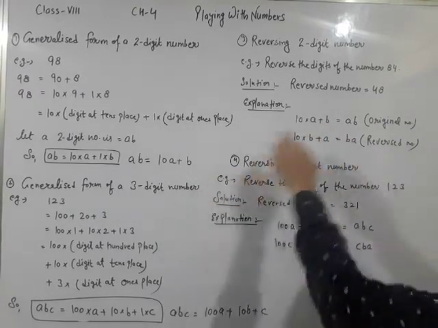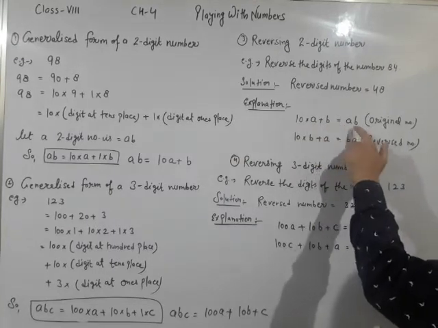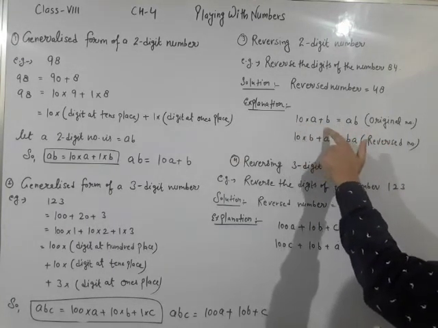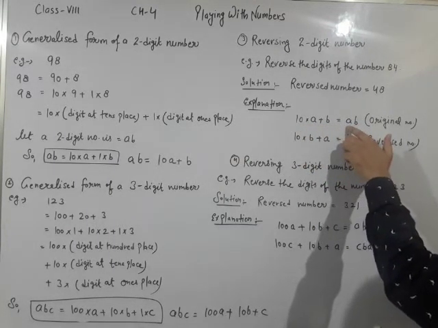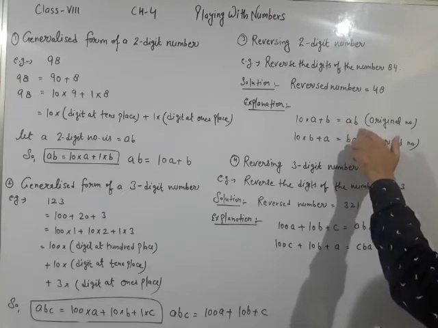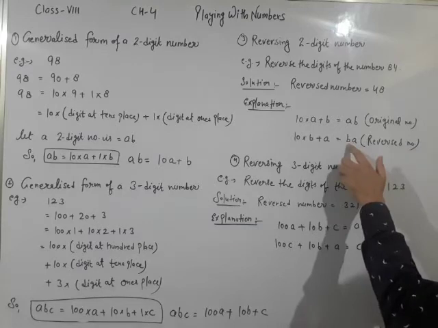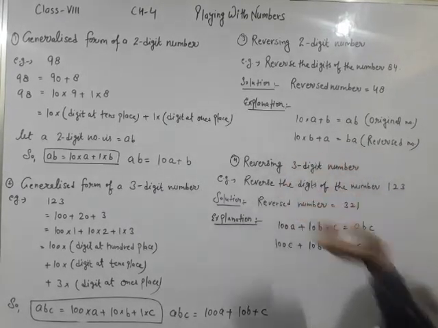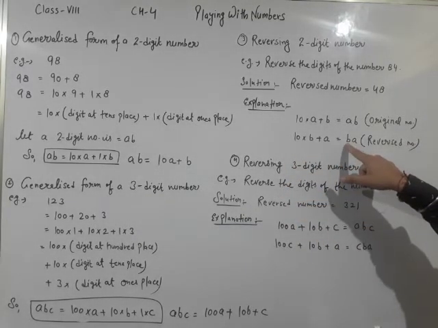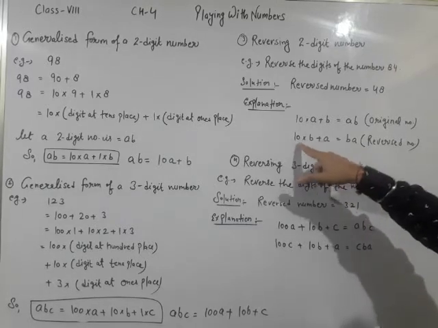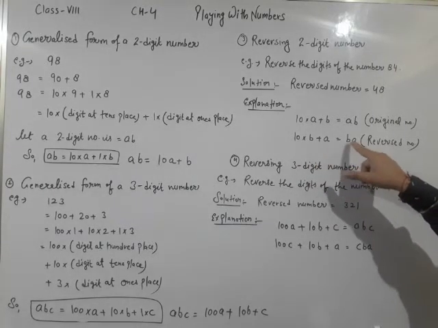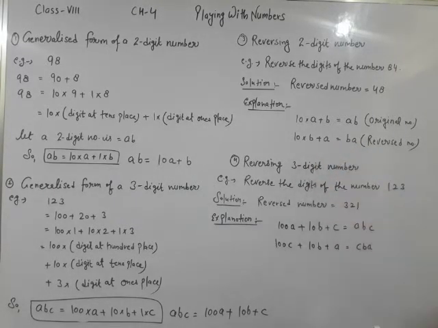We know that the number of the form AB can be written as 10A plus B, and when we replace the order of the digits, AB can be written as BA after reversing. So it will be 10B plus A, because B is now at tens place, so B will multiply by 10, and A is at ones place, so A will multiply by 1.